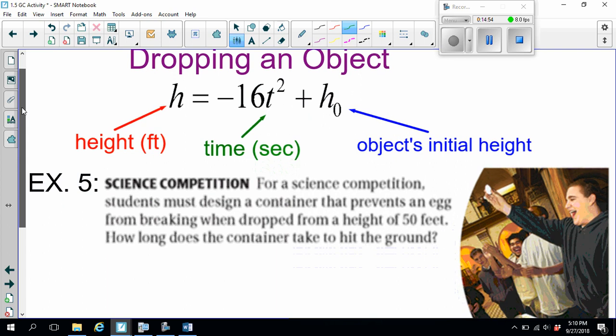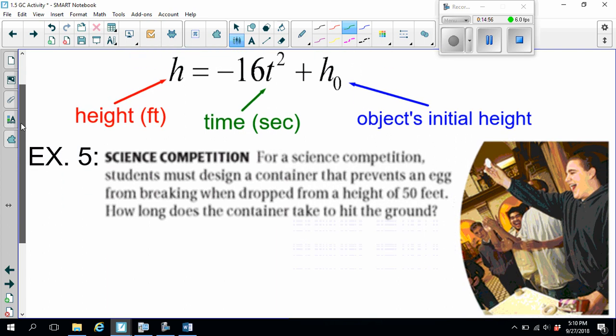This is basically the same exact example we've done before. Here it says, for a science competition, students must design a container that prevents an egg from breaking when dropped from a height of 50 feet. How long does the container take to hit the ground? What we need to do is plug in values for h and h naught, because we are solving for t. That means we are solving for our x-intercepts here. Now remember, the height of 50 feet represented our h naught, and the ground was 0 basically.